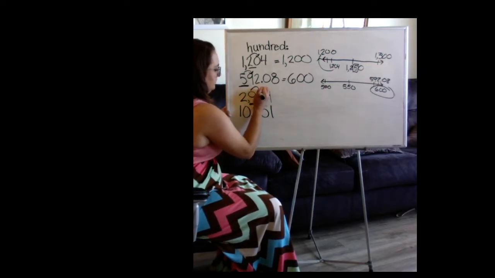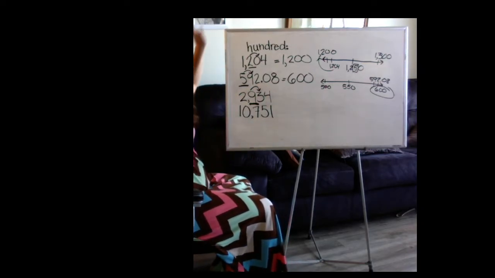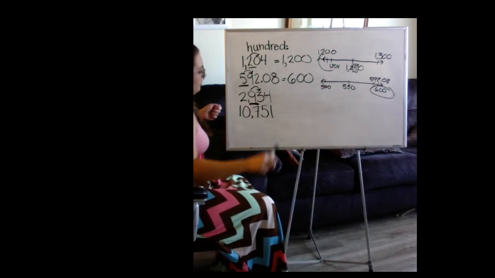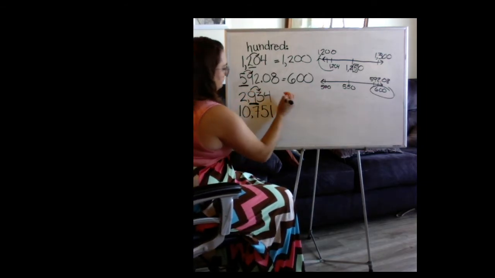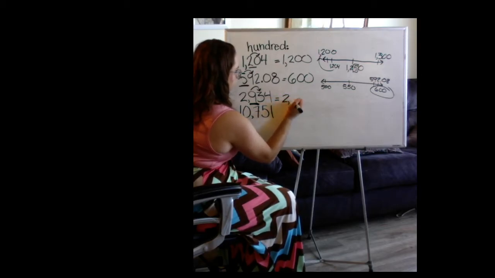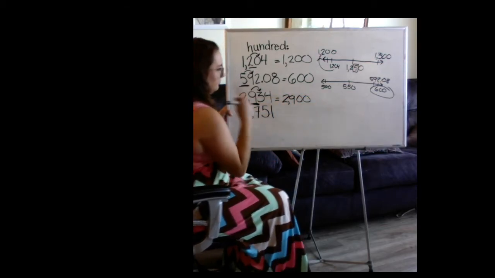Next question, we underline that 9. We're looking to the 3. 5 and above, raise it up. 4 and below, stays the same down low. So my 3 is obviously 4 and below, so my 9 stays the same. All numbers to the right become 0, so my answer is 2,900.